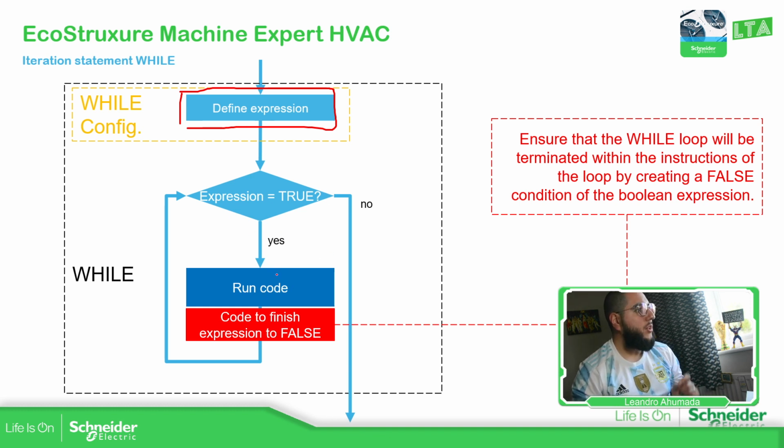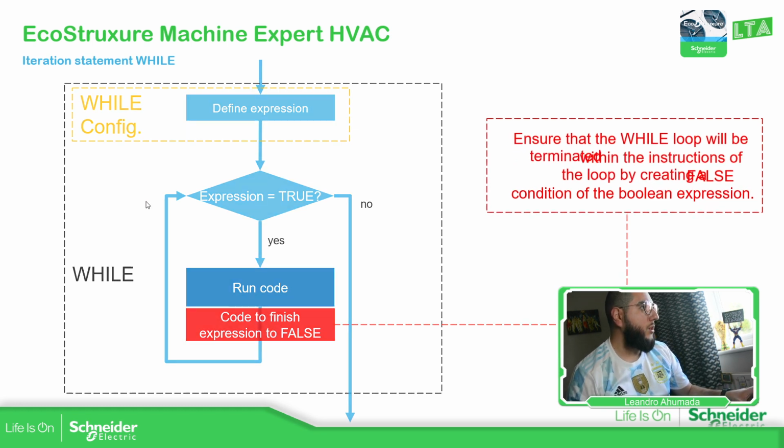Something important here is that we need to add something in the code that helps us to get out of this while. Otherwise, you're going to be in a loop and the PLC is going to go into watchdog. As I mentioned here, I have the run code and then something that allows me to finish this. As you can see right here, ensure that the while loop will be terminated within the structure of the loop by creating a false condition of the Boolean expression that we have.